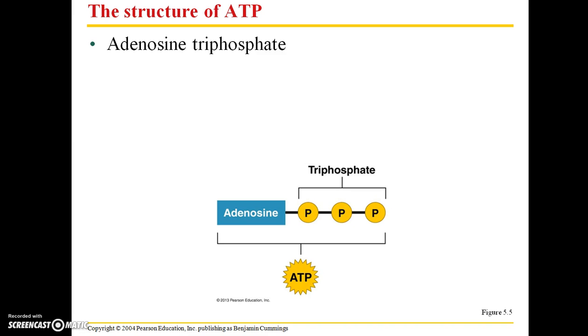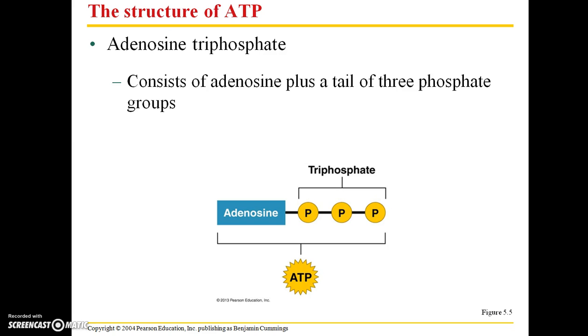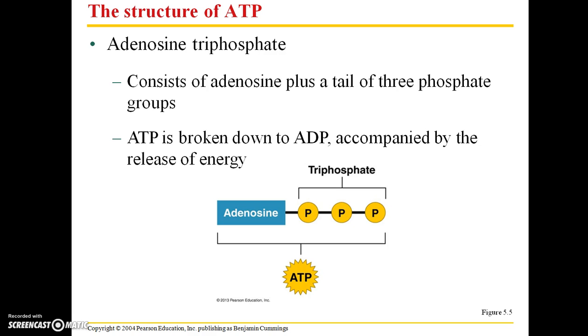So what exactly is ATP? Well, it's a molecule known as adenosine triphosphate. It consists of adenosine plus a tail of 3 phosphate groups. ATP is broken down to ADP, accompanied by the release of energy.